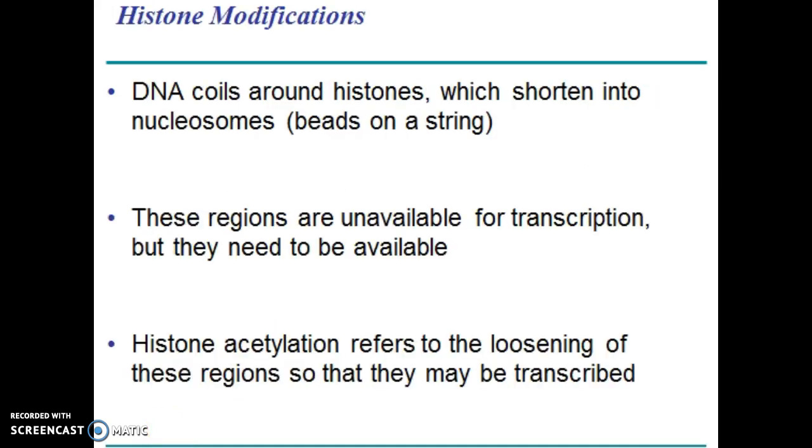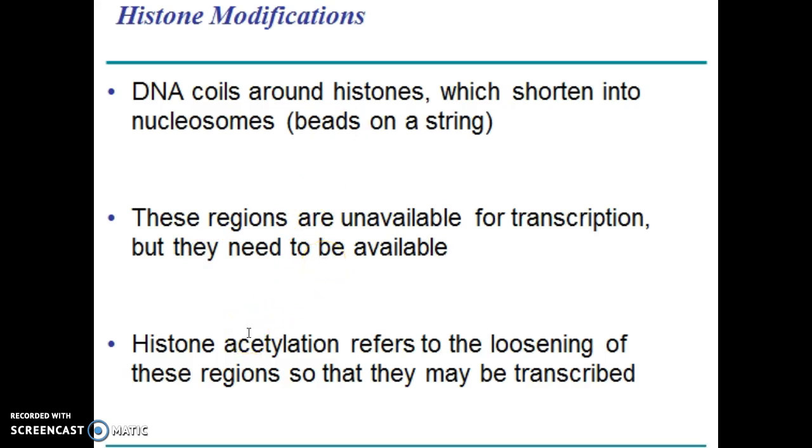So a little bit of stuff that we've talked about previously with histones and DNA. The DNA coils around the histones, which allows them to shorten into nucleosomes, which we had described in class as beads on a string. These regions are unavailable for transcription, the DNA that's wrapped around the histones, and that's because right around those histones it's wrapped kind of tightly. But the DNA that's found between the histones, that can be transcribed. Nonetheless, the DNA wrapped around the histones still needs to be made available for transcription.